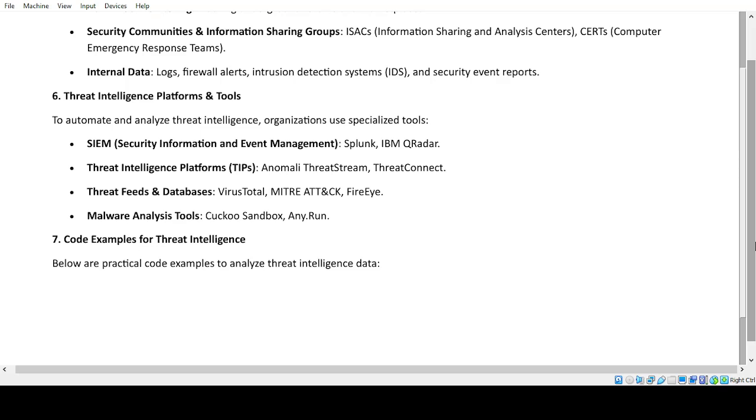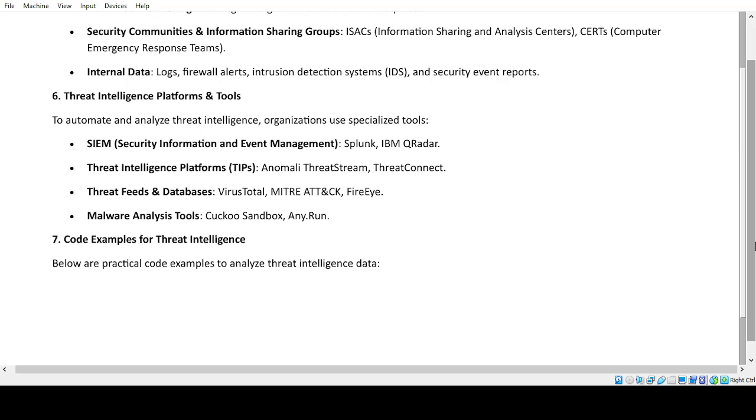SIEM, Security Information and Event Management: Splunk, IBM QRadar. Threat intelligence platforms, TIPs: Anomali ThreatStream, ThreatConnect. Threat feeds and databases: VirusTotal, MITRE ATT&CK, FireEye. Malware analysis tools: Cuckoo Sandbox, ANY.RUN.